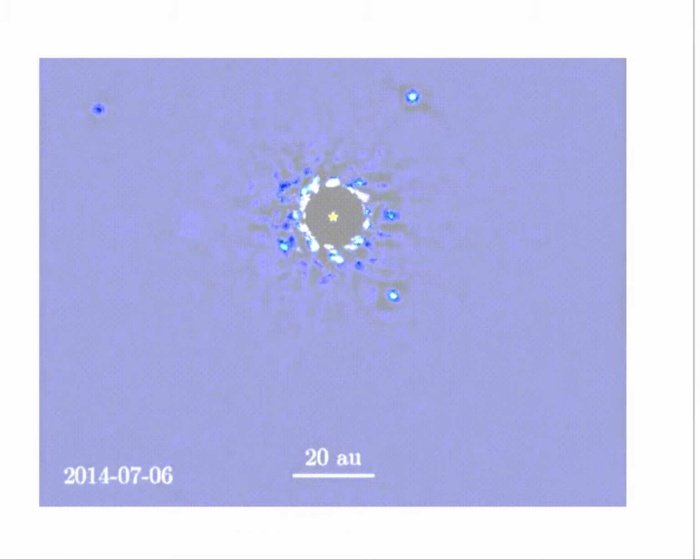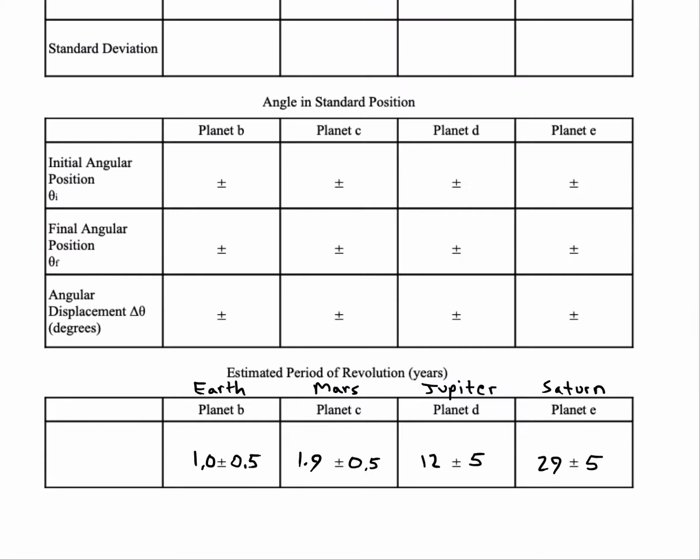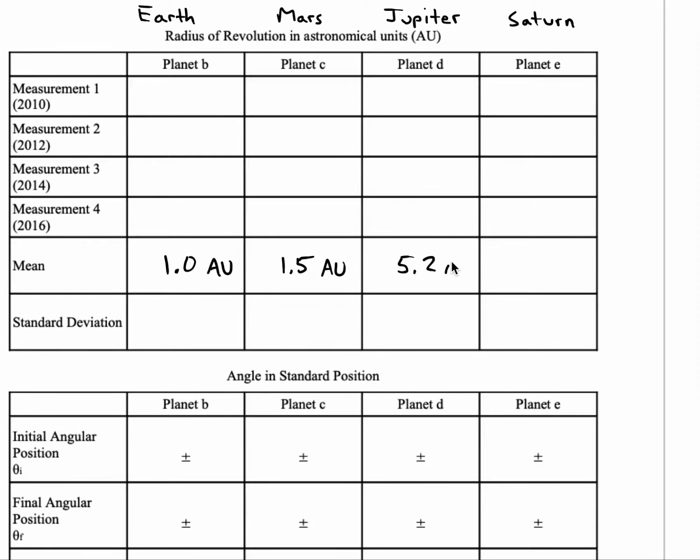Okay. Then let's go to the radius of each. Earth has, of course, 1 AU as its radius. Mars is 1.5, Jupiter is 5.2, Saturn 9.5. This is in AU. Now let's just give an uncertainty, just hypothetically. We could say it was 0.5 for each. You'll have your own uncertainties, of course.